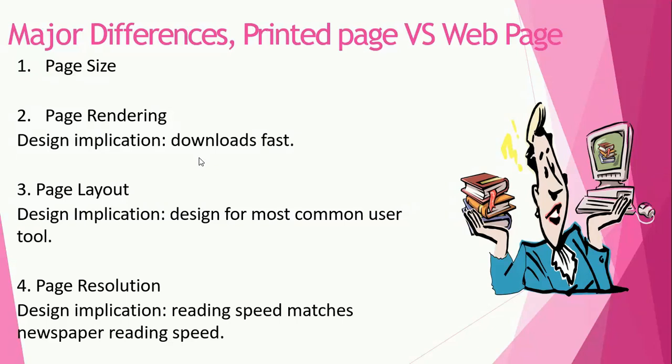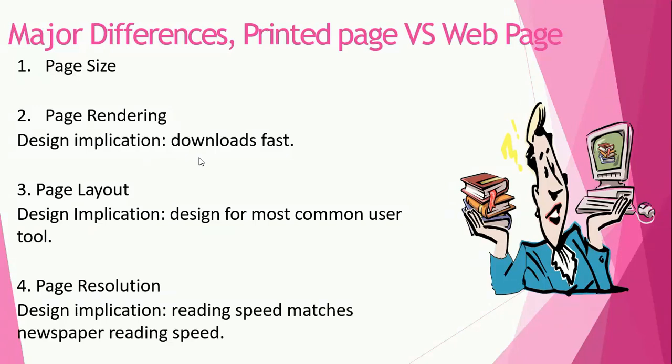Next point is page rendering. Printed pages are immensely superior to web pages in rendering. Printed pages are presented as complete entities and their entire contents are available to readers, and you can immediately review the appearance of the pages. Whereas web pages are usually rendered slowly. Why are they rendered slowly? Because the line transmission speeds may be very low.